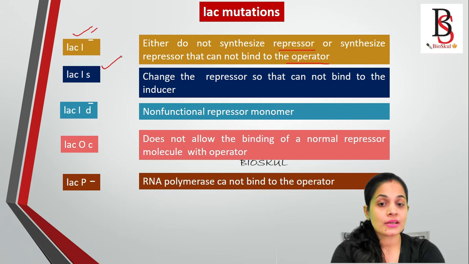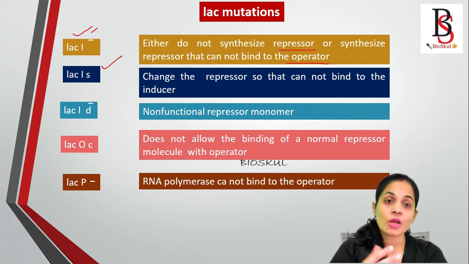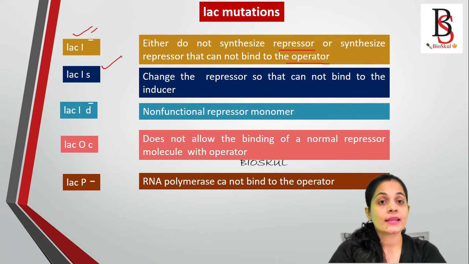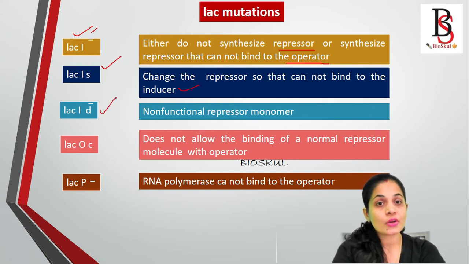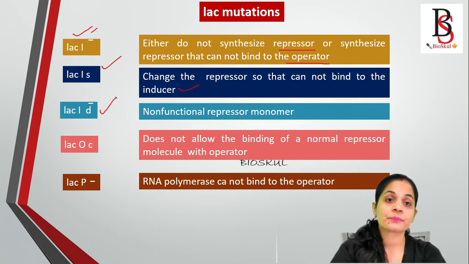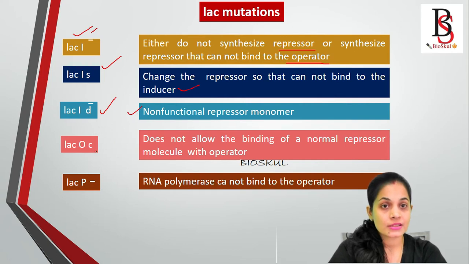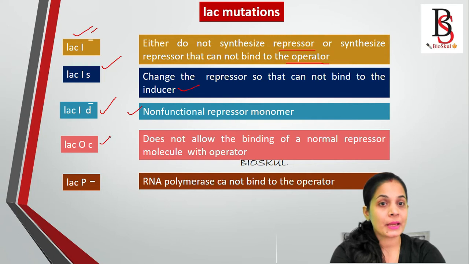There is a mutation Lac O C, which is the mutation of the operator. If the operator is mutated, it does not allow the binding of a repressor molecule with the operator. That leads to continuous gene synthesis, that is constitutive gene expression. And the last one is Lac P minus, meaning here the promoter is mutated. If the promoter is mutated, then RNA polymerase cannot bind to the promoter region.